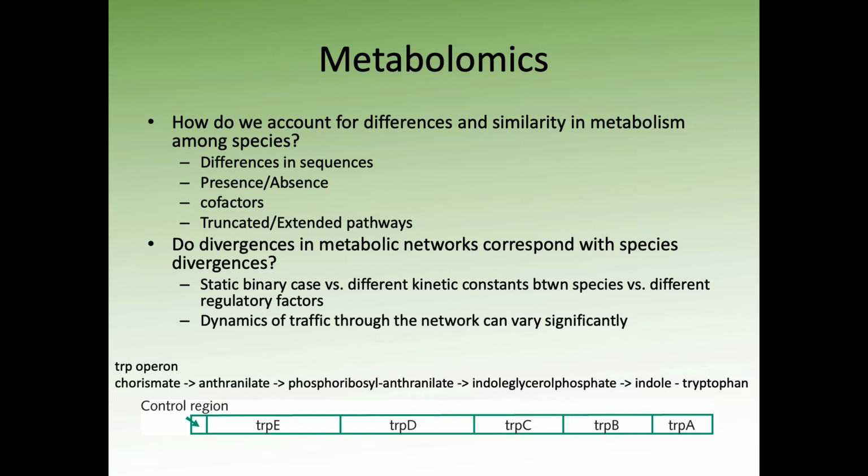Where we have our promoter region or control region. We have our first reaction, which involves TRPE and TRPD. Our second reaction, which involves TRPD. Our third reaction, which involves TRPC. And our fourth and fifth reactions, which involve TRPB and TRPA. And this is a classic case where we move through the operon sequences in a specific order.